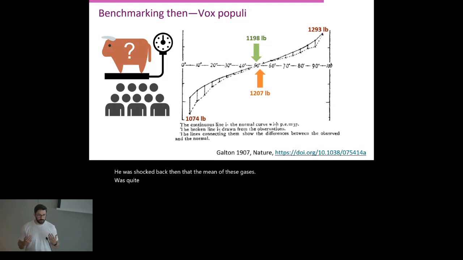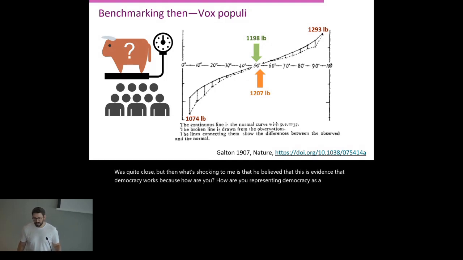But then what's shocking to me is that he believed that this is evidence that democracy works, because how are you representing democracy as a scalar, right? You can't make a loss function that tells you how good a democratic system works by predicting one number. We have multiple stakeholders, we have many dimensions of being right or wrong. I think this was also something that we heard in the last talk pretty impressively.